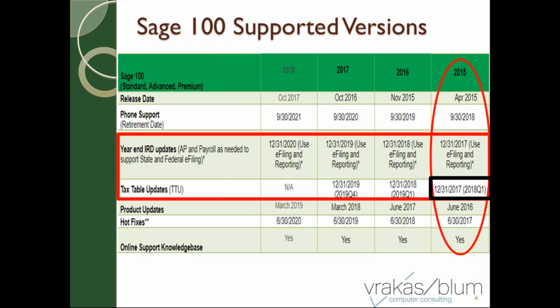On this chart here, we're talking about supported versions again, but pay attention to the box in red. That will show you what date your version's payroll subscription for year-end updates and IRD will be expiring. It's pretty easy to follow. If you know your version, just add 2 years. Sage usually provides 2 years worth of IRDs and year-end updates before you are required to update.